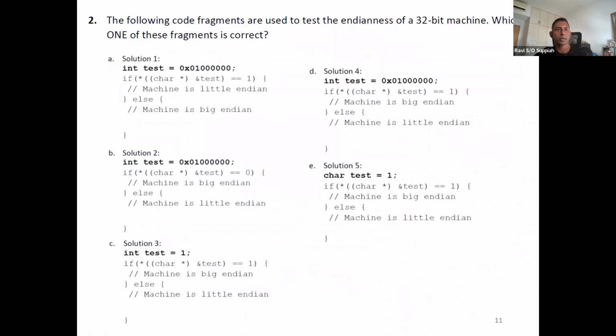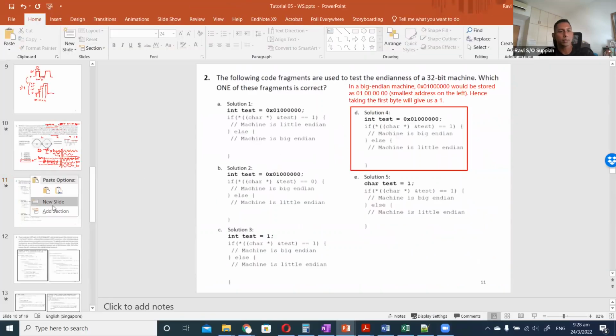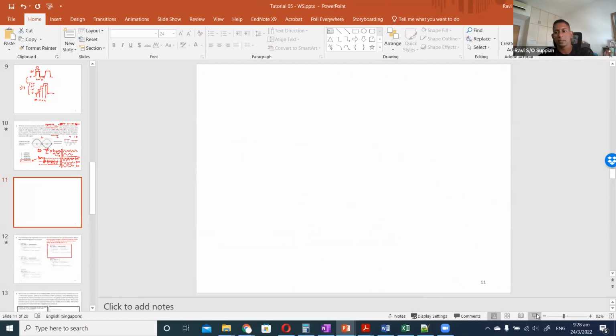Okay, so let's go on to the second question. This question is about testing the endianness of a 32-bit system. Let's first understand this a bit better. What is this endianness? Let's take 32-bit data. This is the most significant bit, and this is the least significant bit.